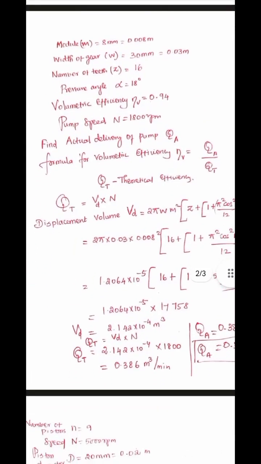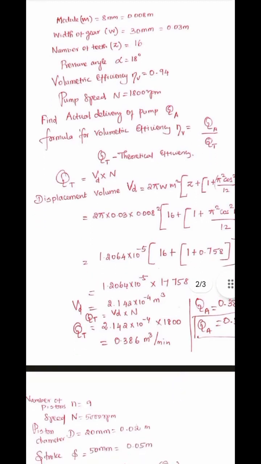So we have taken module m, 8 mm is equal to 0.008 meter, and width of gear is equal to 30 mm is equal to 0.03 meter. So already we know 1 mm is equal to 10 power minus 3 meter. So I just apply that. Number of teeth is equal to 16. Pressure angle is equal to 18 degree. Volumetric efficiency is equal to 0.94. Pump speed is equal to 1800 rpm.